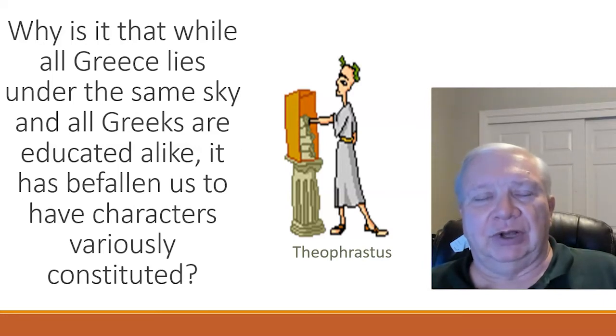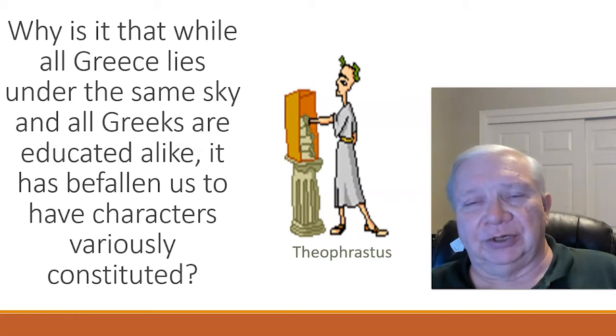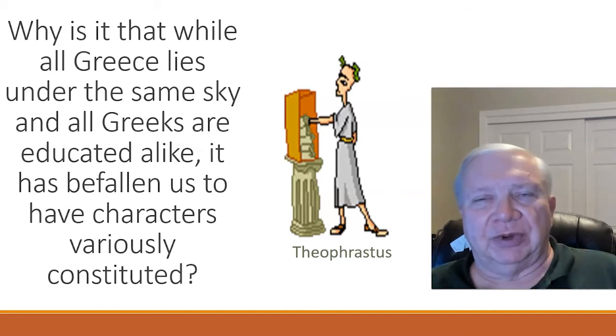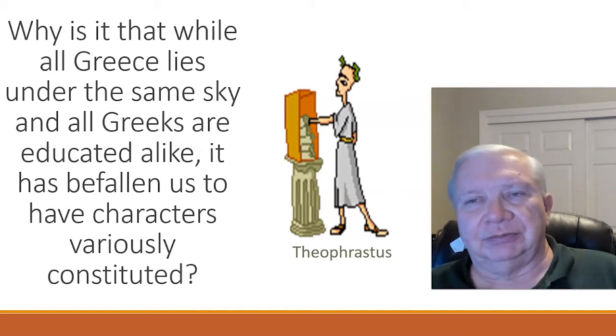He says, "Why is it, while all Greece lies under the same sky, and all Greeks are educated alike, it has befallen us to have characters variously constituted?" In other words, you're born in the same place as a lot of other people. You live in the same environment. You probably eat a lot of the same food. You have a lot of experiences that are similar. But why, in turn, are we so different? That, as a researcher, is what really floats my boat and gets me excited about things.